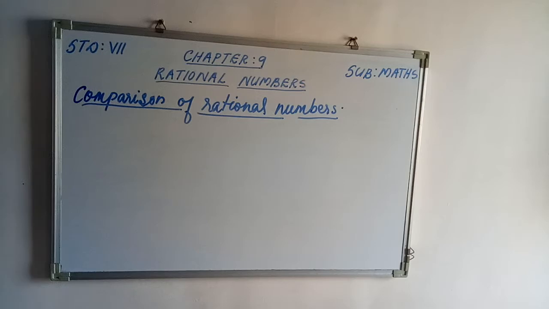Next we can see how to compare rational numbers. To compare two negative rational numbers, we compare them ignoring their negative sign and then reverse the order. So you know how to compare two positive rational numbers. So directly we can compare it. If the denominators are made the same, then you can compare the numerators.